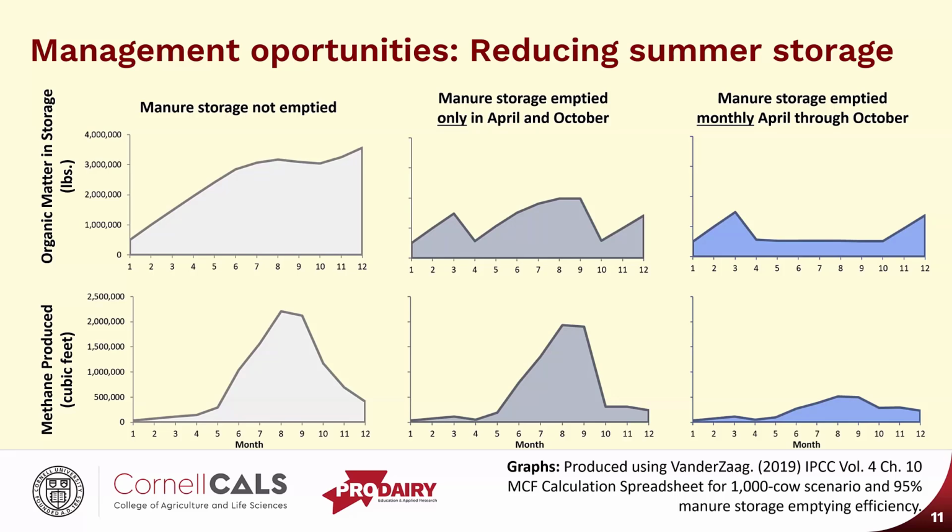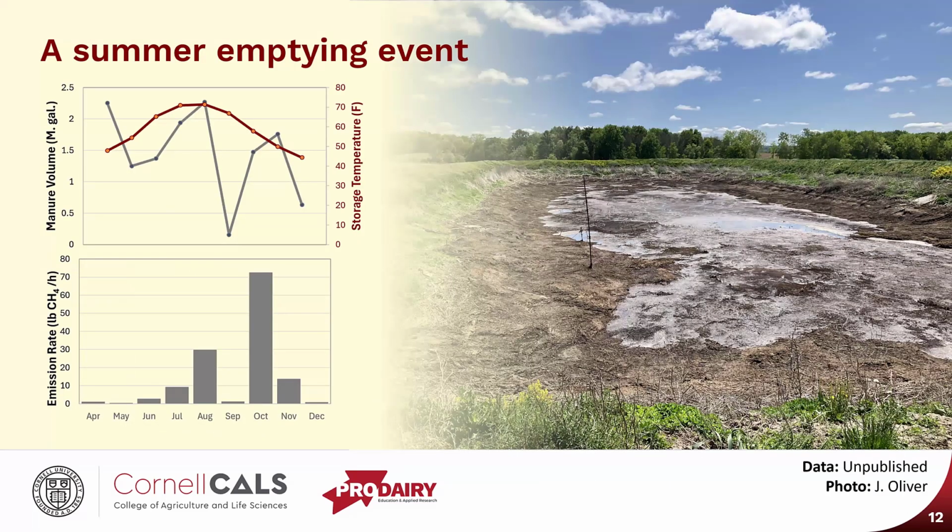In our experimental system, we haven't had great examples of that, but at least one farm did a big drawdown in September. They had a bunch of land open up. On the top is manure volume in gray, and in red is the storage temperature. Down on the bottom are our measured emissions in pounds of methane per hour. You can see when that manure was drawn down in September, we had basically no measured methane. What's interesting, though, is they transferred in 1.5 million gallons the next month, and it's still a warm time of the year.